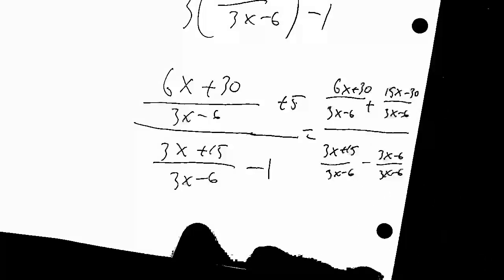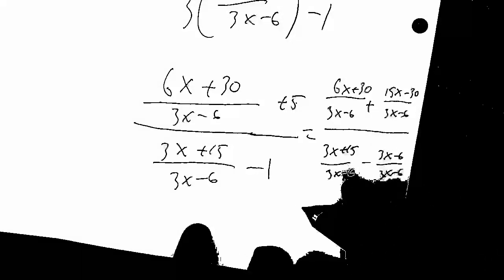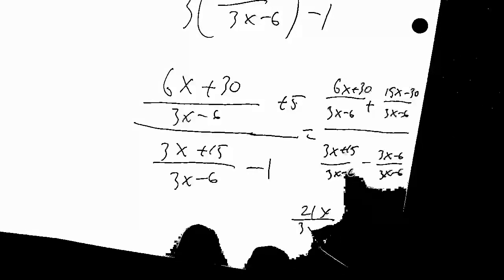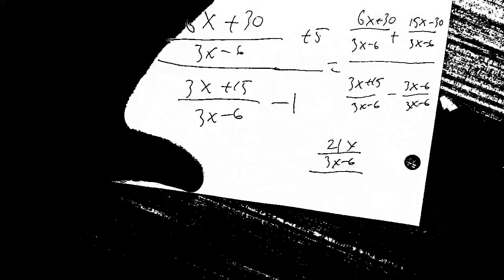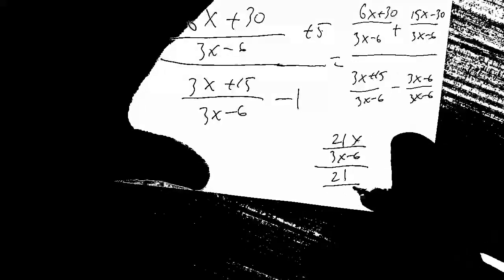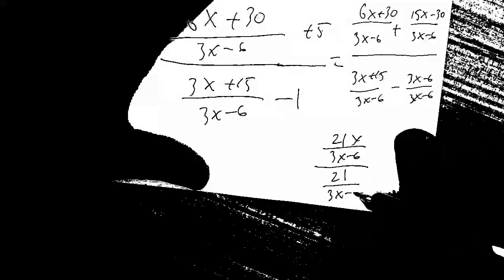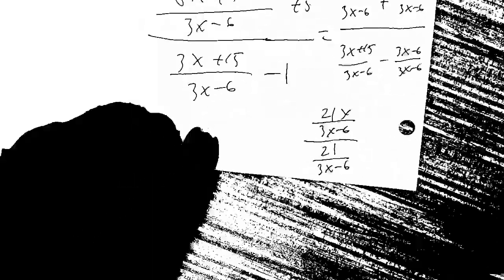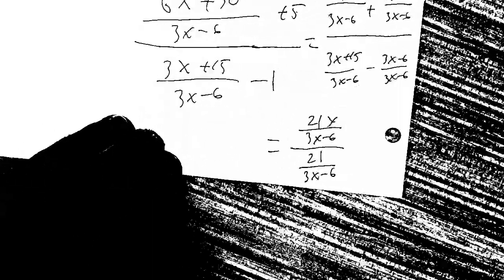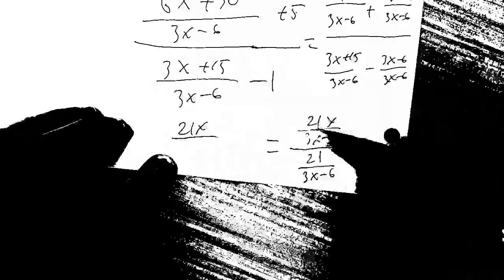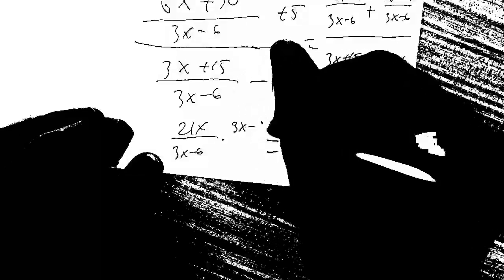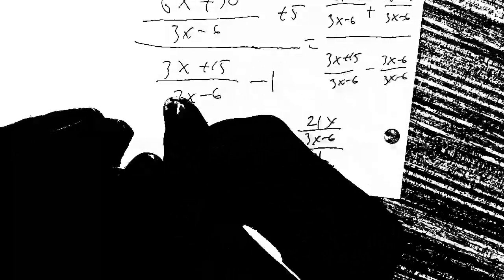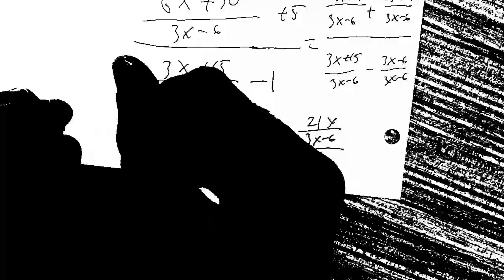So here 15 plus 6 is 21. So this is 21x over 3x minus 6. And on bottom we have just 21 over 3x minus 6. Okay, and this is the same as 21x over 3x minus 6 times 3x minus 6 over 21. That cancels, that cancels, that cancels, that cancels. So you just have x.